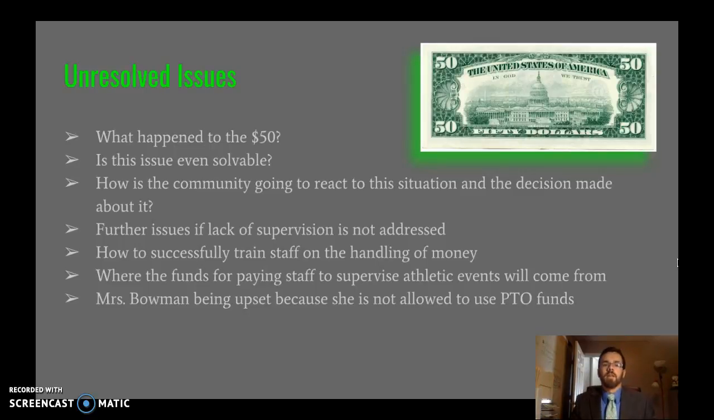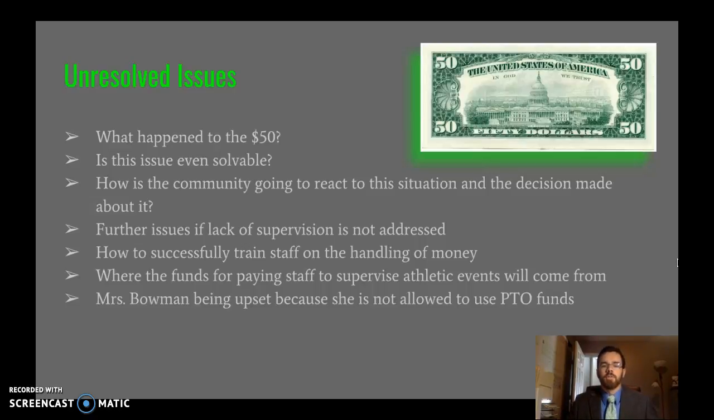Some unresolved issues that I found. What happened to the $50? We don't know from this case study we found. Flat out, is this issue even solvable? We don't know. How is the community going to react to the situation and decision made about it? If we make a decision, this is going to get out, and the community is going to be judging you and what you do. Are there going to be further issues if lack of supervision is not addressed? If the district will not allow you to pay teachers, are just issues going to continue?